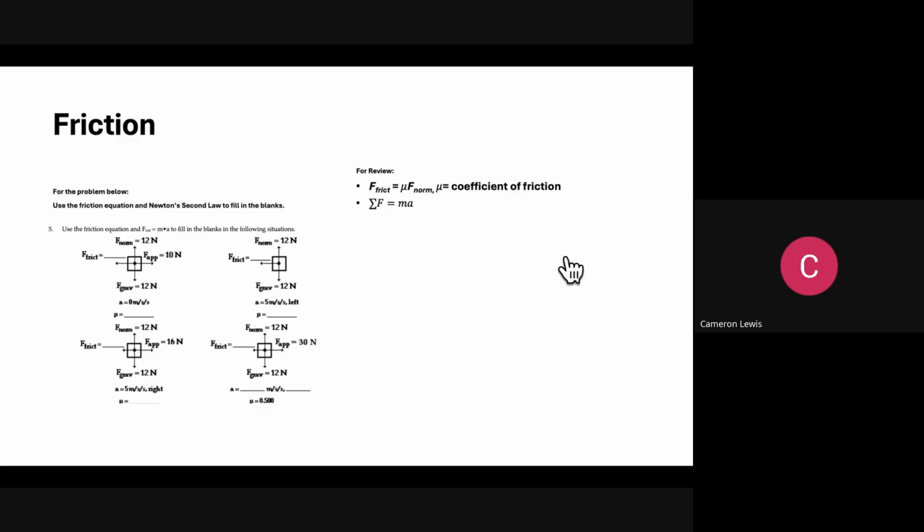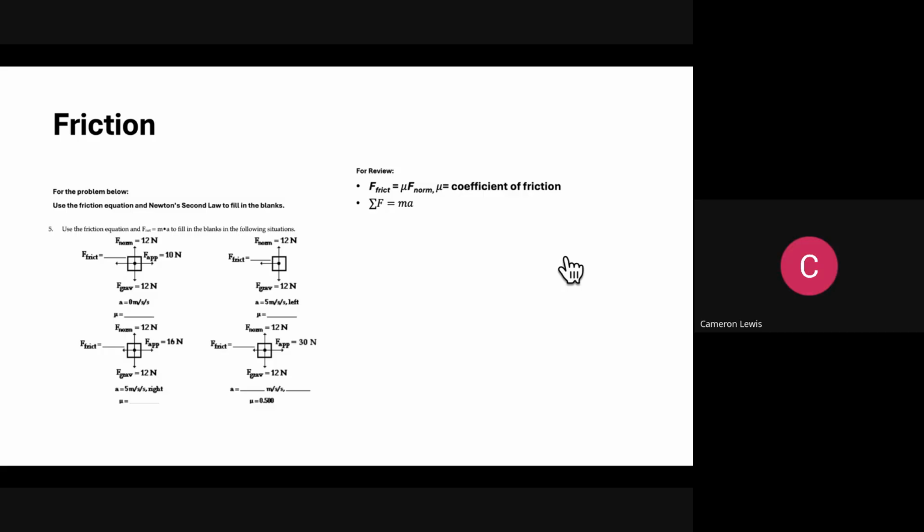We got 0.5 times what's the normal force? 12. So 0.5 times 12 is how much? 6. So the frictional force is equal to 6 newtons. Now we have 6 newtons on the left and 30 newtons on the right. They're unbalanced. So 30 minus 6 is how much?